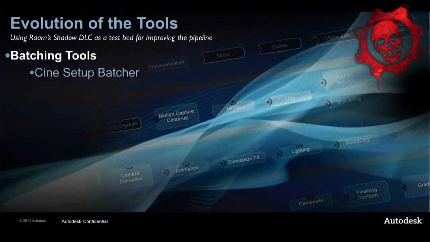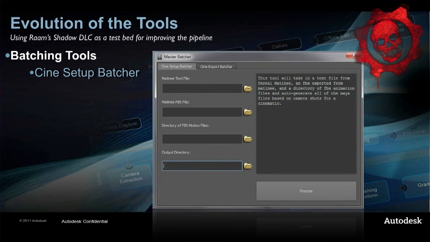So there are two new tools that were pretty essential, I think, in the new pipeline. The Cine setup batcher, if anyone's ever used Matinee in Unreal, what it does is it takes a text file from Matinee, which gives us who the actors are in the shot, what animations they're playing, when they're playing them, what cameras, when those cameras are cutting, and all that stuff.